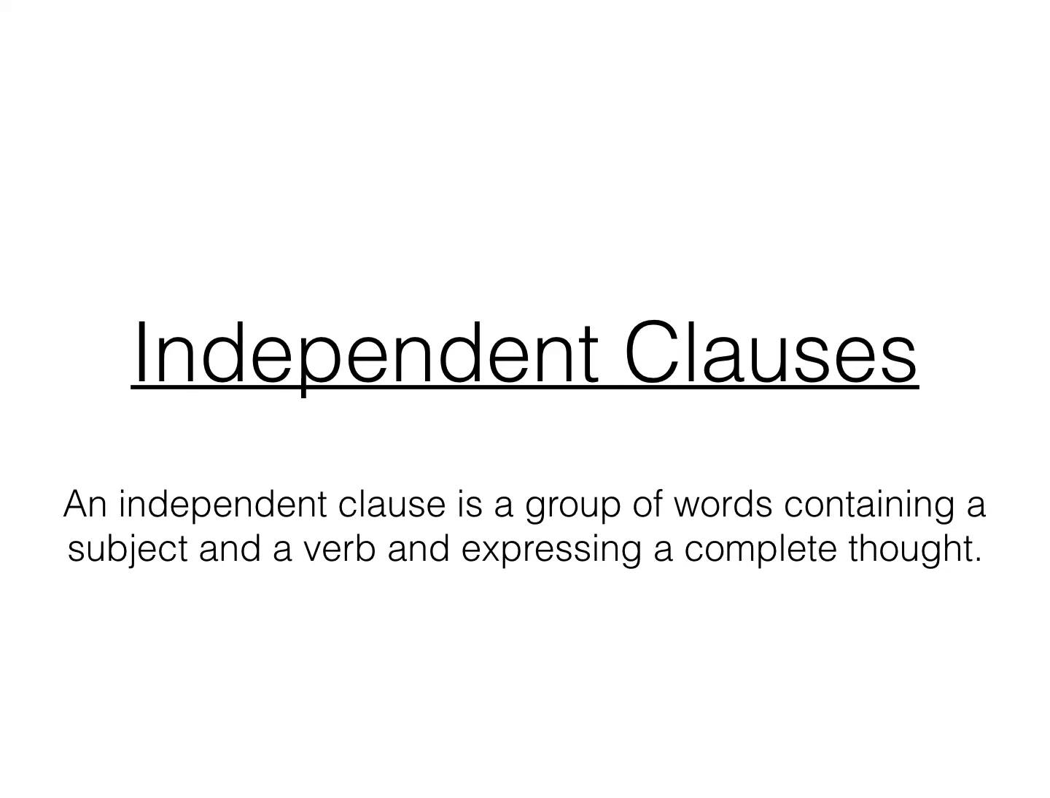This lecture is both an expansion on what you already know about independent clauses, as well as a review. So an independent clause is a group of words containing a subject and a verb and expressing a complete thought. Also known as a sentence, of course. But there are ways to combine independent clauses, to make the independent clause the foundation of a sentence and build on the independent clause. And that's kind of what I'm going to go into a little bit in this lecture.